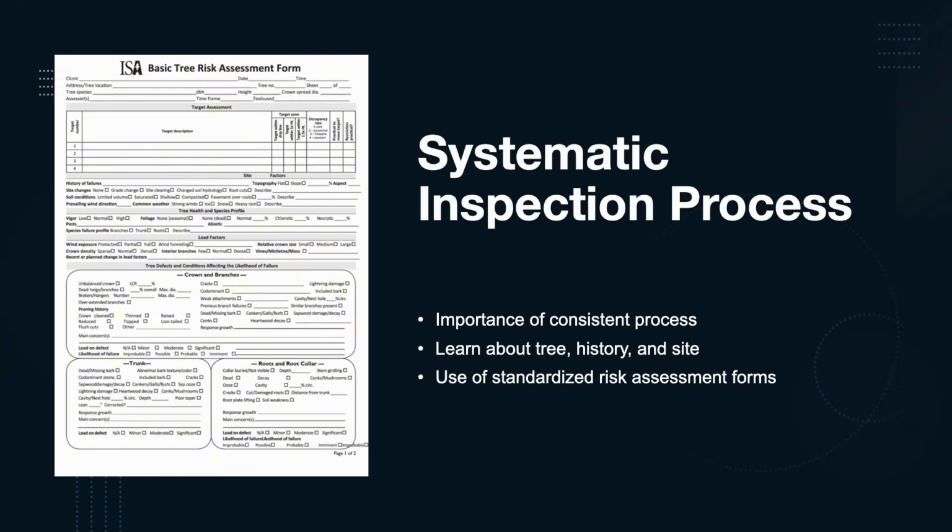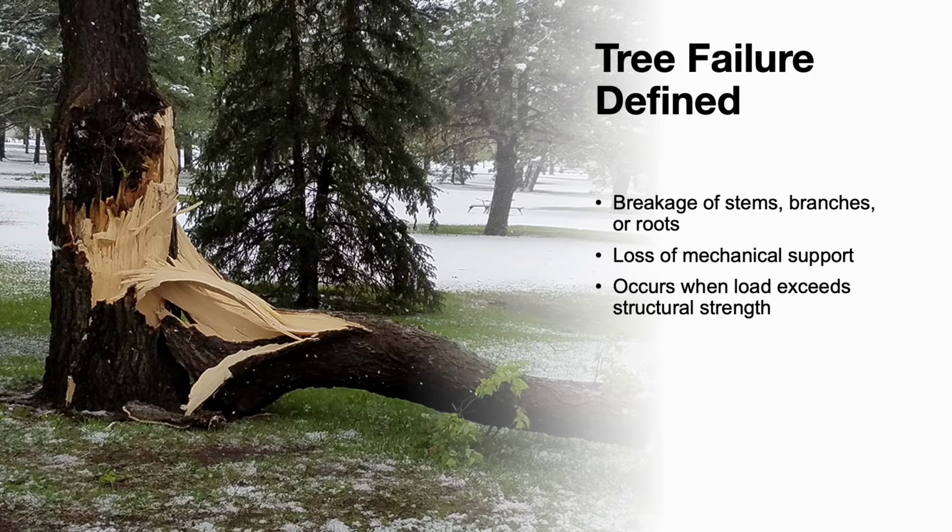Many assessors use forms to ensure they don't miss anything. This helps with accurate record keeping and analysis. What exactly is tree failure? Tree failure is when branches, stems, or roots break or lose support. It happens when the load on the tree exceeds the strength of its structure or supporting soil.